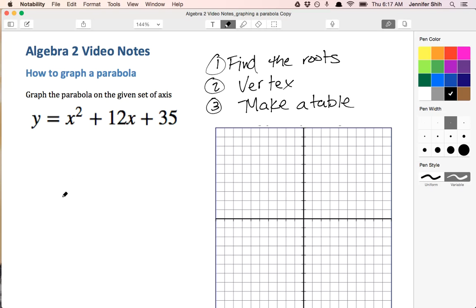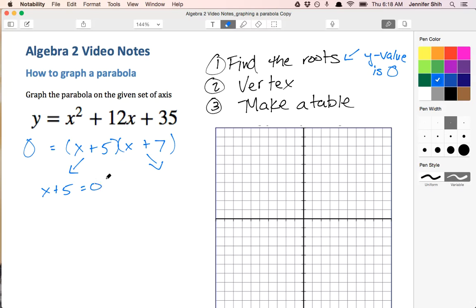Okay, so we have to find the roots here. Roots means x-intercepts, which means the y value is 0. So what we can do is set the y value equal to 0 and then solve for x. And this is why we've been practicing this all year, so that we can use our zero product property and our factoring skills to find the roots. x plus 5 is equal to 0. x plus 7 is equal to 0.